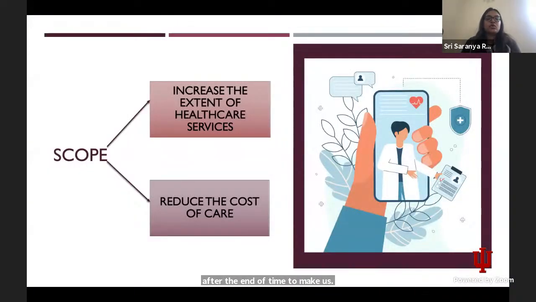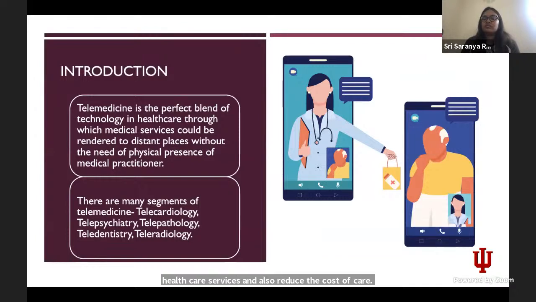So the scope of my project revolves mainly around 2 dimensions, that is, increase the extent of healthcare services and also reduce the cost of care. Coming to the introduction part, digital health is an effective combination of science and technology with healthcare, living, and society. So, what is telemedicine?